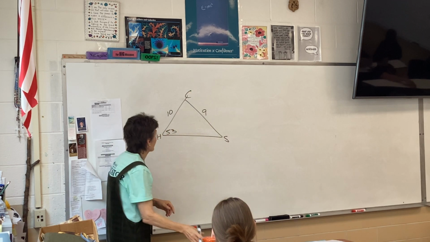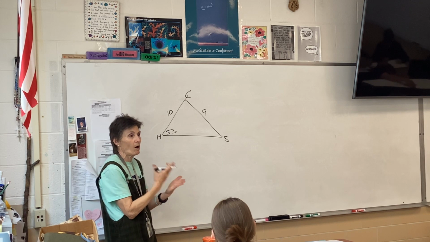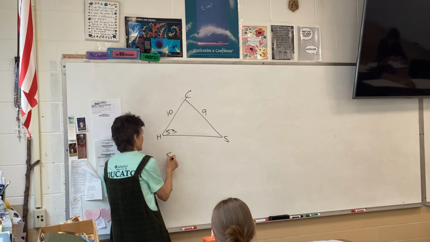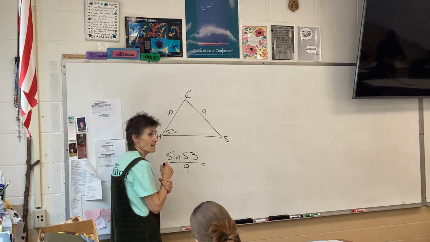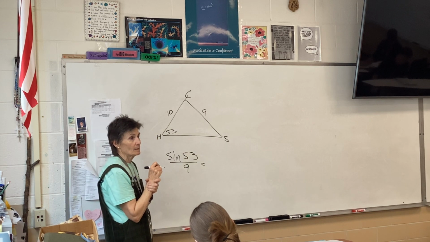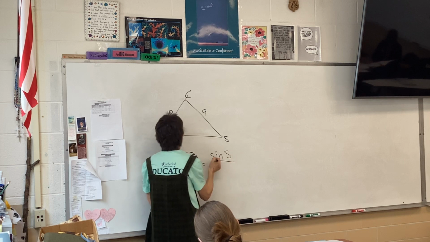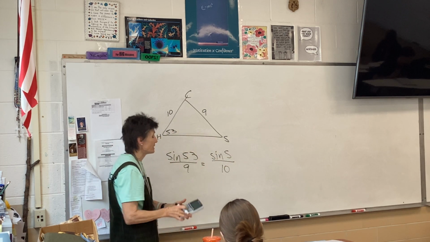Would you absolutely 100% say this is a law of sines problem? Yes, there's a pair, because we have sine 53 over 9. That is a law of sines problem. And we'll set that equal to sine S over 10. All right, so let's find angle S.